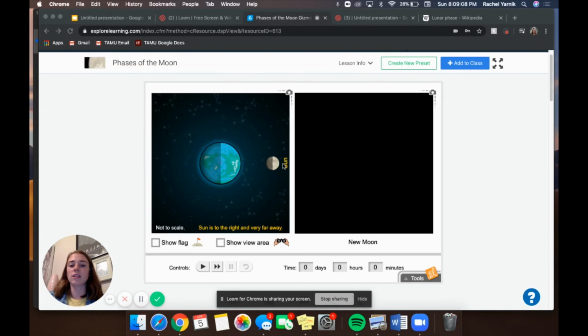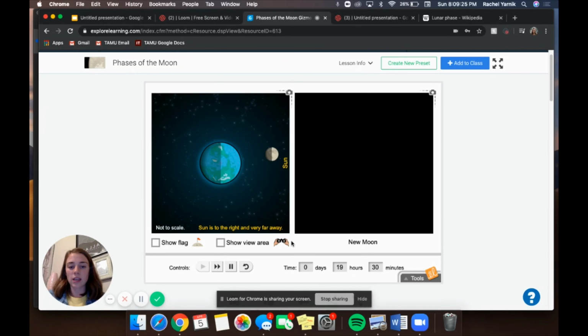So as you can see, the sun is on the right side during a new moon phase. So the back side or the dark side of the moon is actually being lit, and the side that we can see is not lit. So that's why it appears that there's no moon in the sky when we have a new moon.